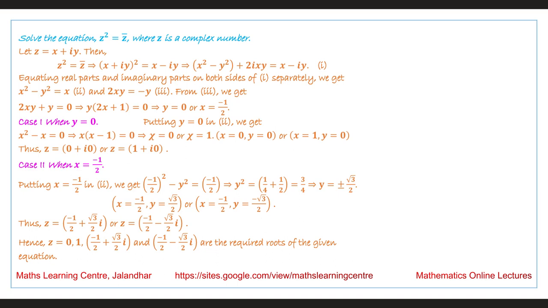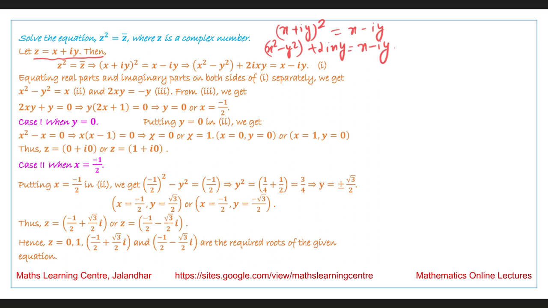Next we have to solve the equation z square is equal to z conjugate. So again, if we substitute z is equal to x plus iota y, this equation will come in the form (x plus iota y) square is equal to x minus iota y. So if we open this whole square, we get x square minus y square plus 2 iota xy is equal to x minus iota y.